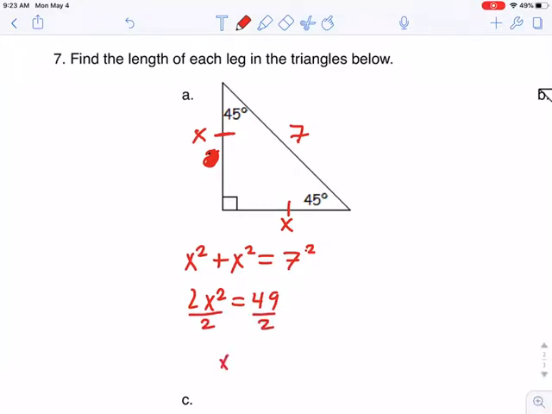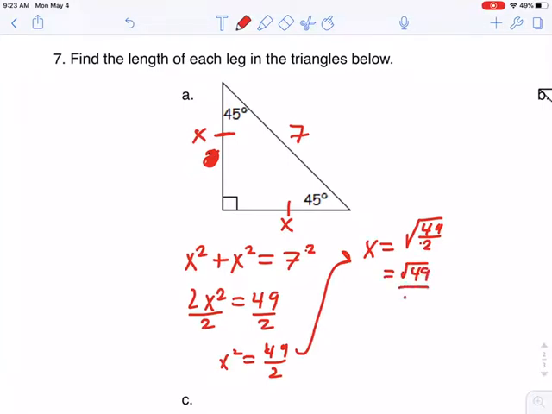Then you divide by 2. X squared equals 49 over 2. Take the square root of both sides. You're going to get x equals the square root of 49 over 2, which breaks up into radical 49, radical 2, or 7 radical 2. I'll pause there for a moment, because I was going really fast. So x squared plus x squared is 2x squared. Divide by 2, then do the square root, simplify.